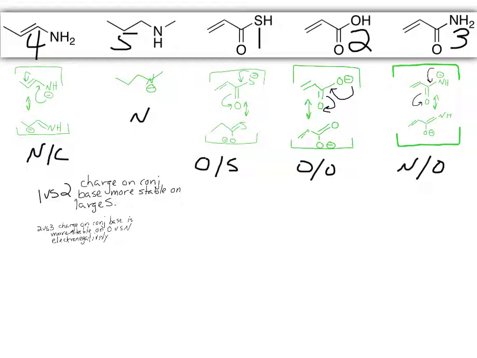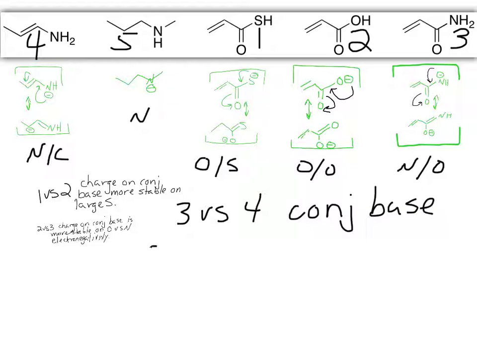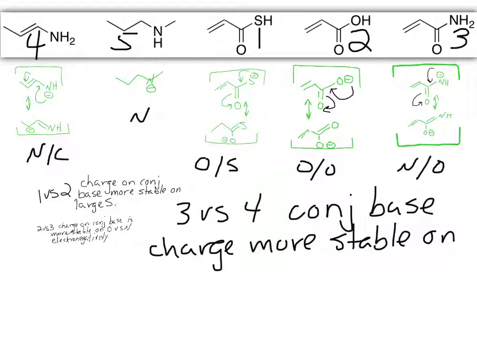What about 3 versus 4? Well, the difference here is the electronegativity on oxygen versus electronegativity on nitrogen. Both of them have charge on nitrogen, so it's oxygen versus carbon, which is a bigger difference than oxygen versus nitrogen. So in 3 versus 4, the conjugate base charge is more stabilized on oxygen versus carbon. This is an electronegativity effect.